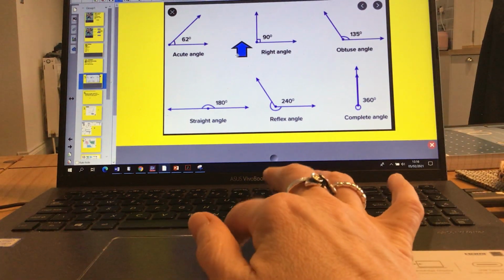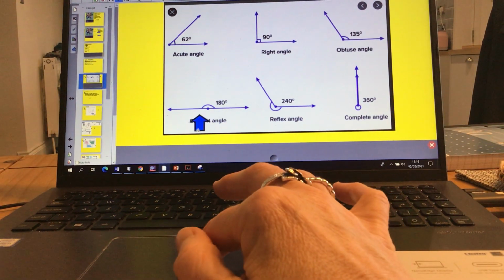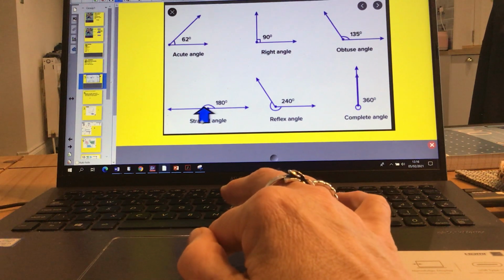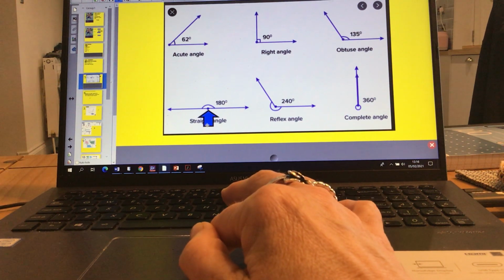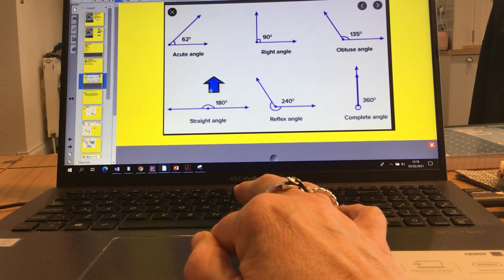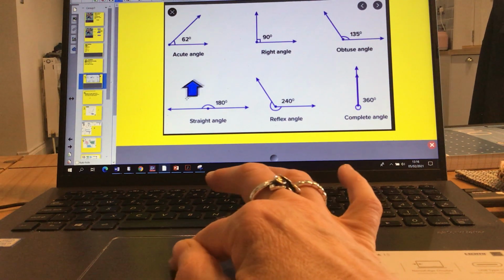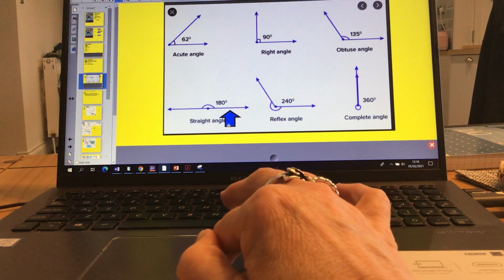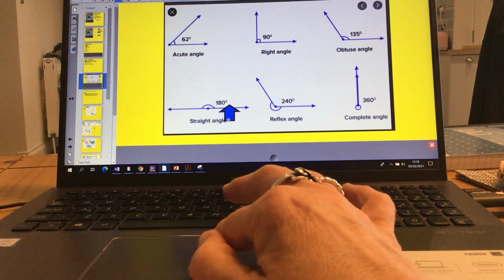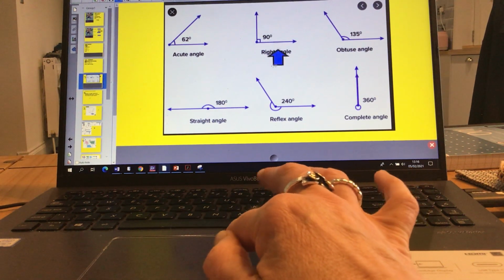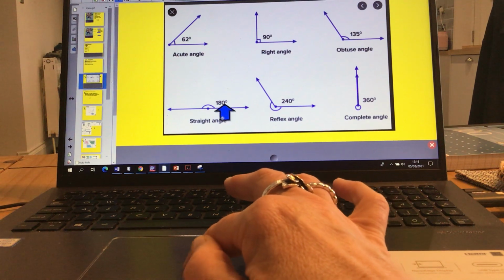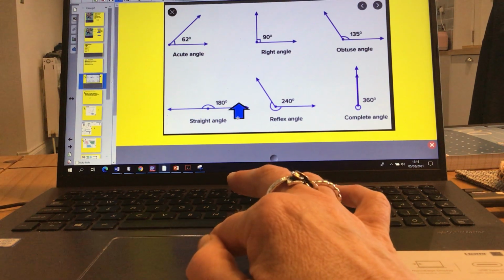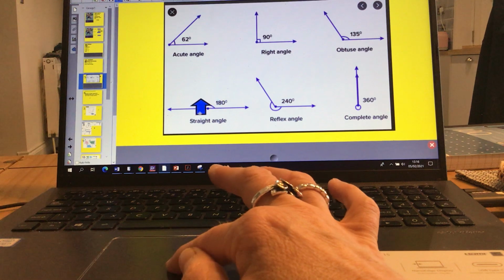We've got this one down here, straight angle. Okay, now a straight angle, I wonder if you can see, children, it's turned to 90 and then another 90. So it's the same as 2 right angles. And those of you that are bright and clever amongst us can see that 1 right angle is 90. Here it's turned 180, which means that is 2 right angles.